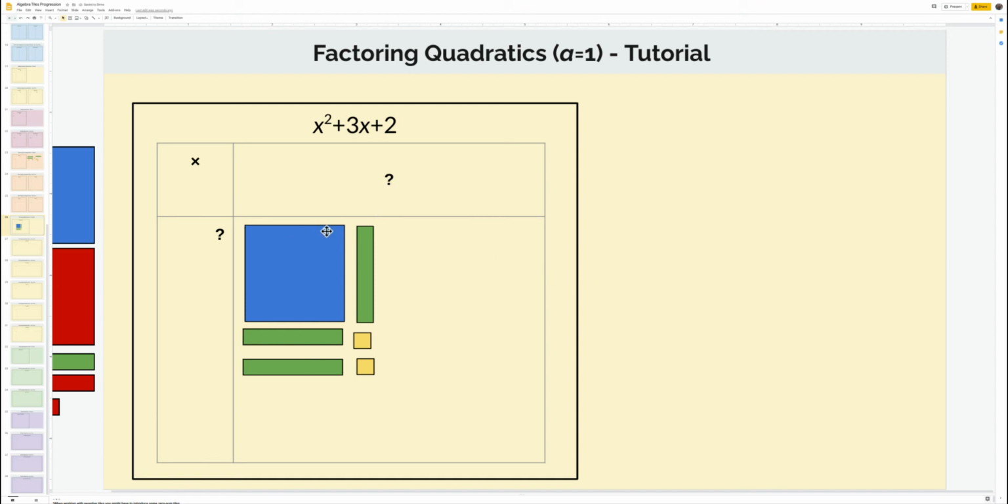So let's look at our dimensions here. We have x plus a dimension of 1. So we have x plus 1. And going down, we have x again plus 1. This is 1, and the other green one is 1 as well. So x squared plus 3x plus 2 is equal to the quantity x plus 1 times the quantity x plus 2.